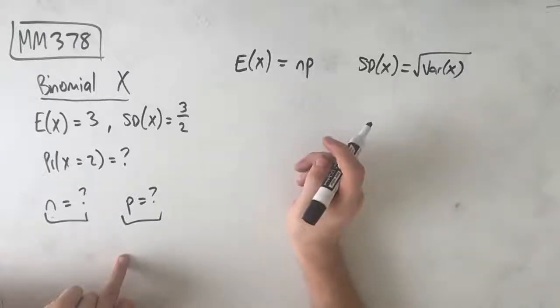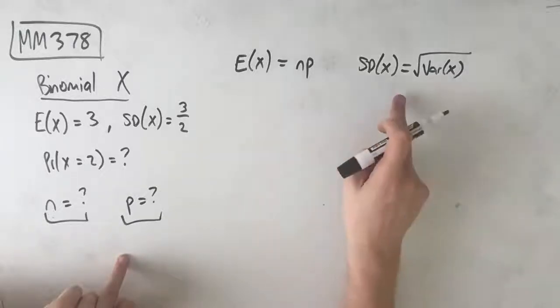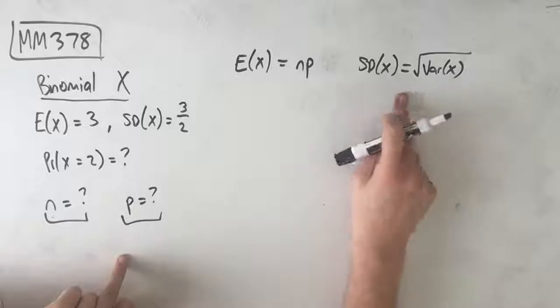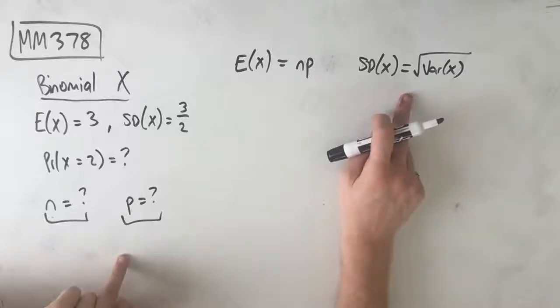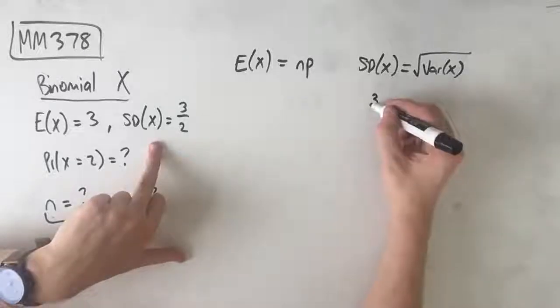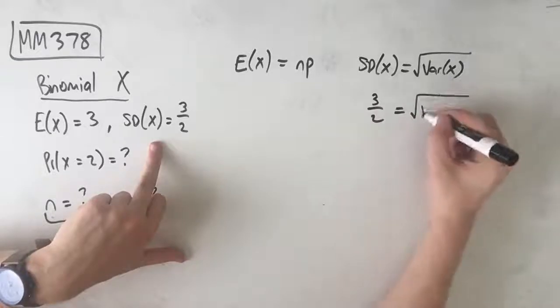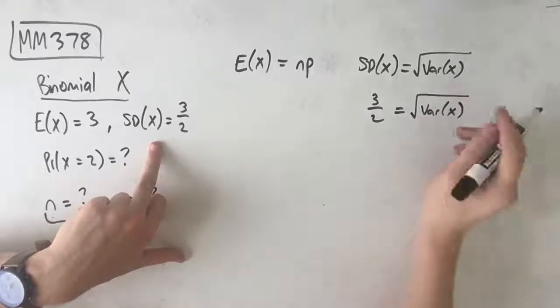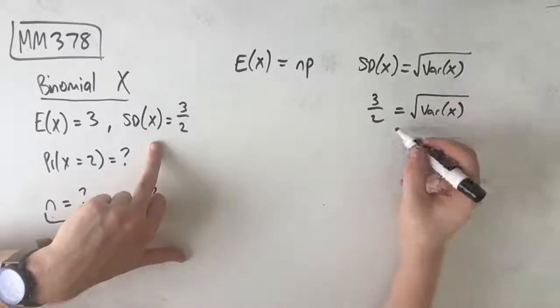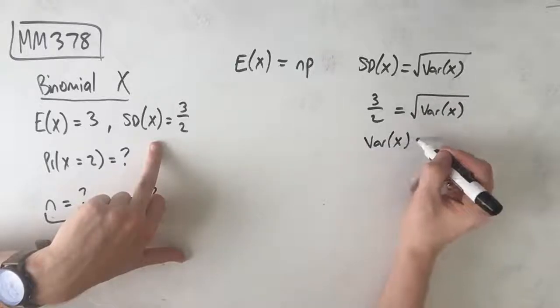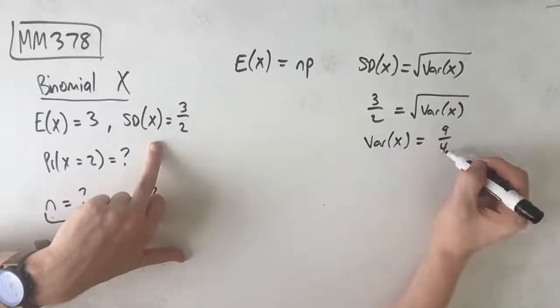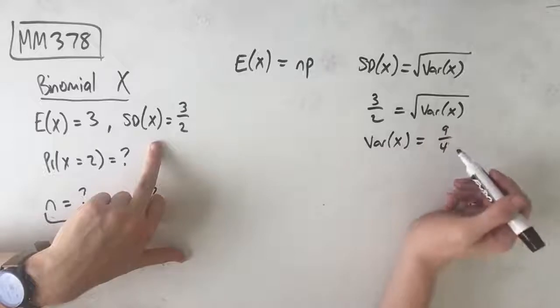Let's just figure out this variance situation first. We know that our standard deviation, 3 on 2, is equal to the square root of our variance. And you'll see why I'm doing this in a second. That means that our variance of X is equal to 9 on 4, because we square both sides and that gives us 9 on 4.